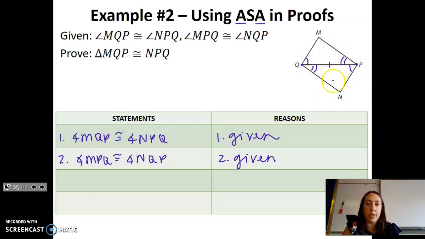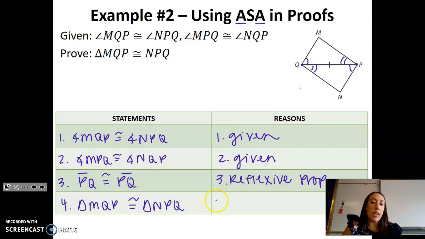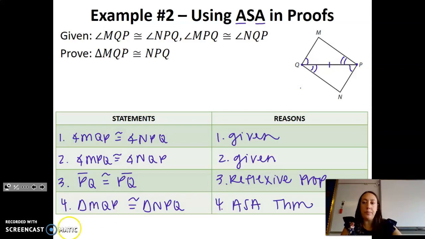And you can see the two triangles actually share that side. So whenever your triangles share a side, we obviously know that that side is congruent to itself. PQ is congruent to itself. It's the same thing. That's the reflexive property. When anything is congruent to itself, you guys are using the reflexive property. So now we can see we have angle side angle. That's enough information to go ahead and say triangle MQP is congruent to triangle NPQ. And we just used the angle side angle theorem to prove that.